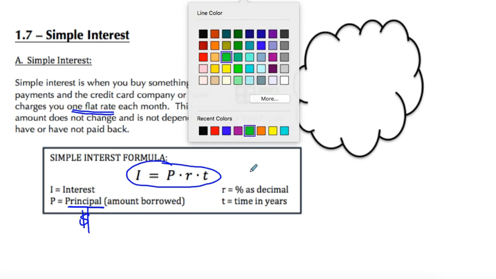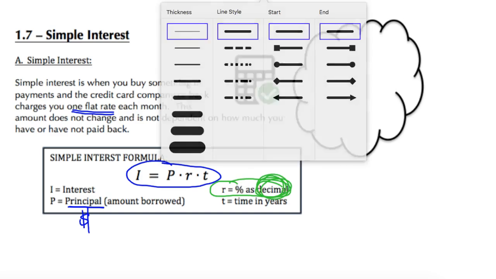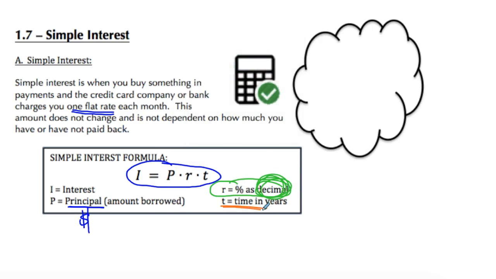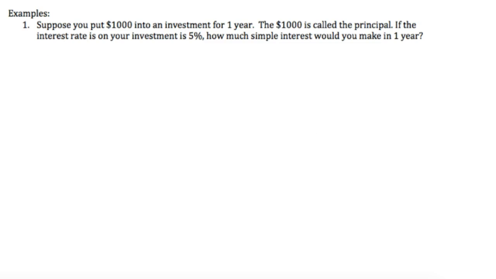The next part of the formula is R, the percent as a decimal, and that's super important. It needs to be a decimal. And then last but not least, we have our time in years. If, for example, we only do this for 6 months, 6 months would be half a year, so T would be 1/2. It's important to remember that we have 12 months and 365 days in a year. Even if you do remember that, it might be a good thing to write down on your note page. Let's go through some examples.